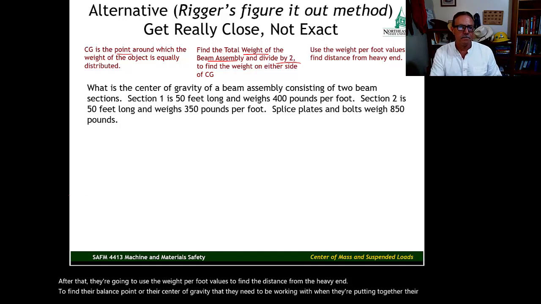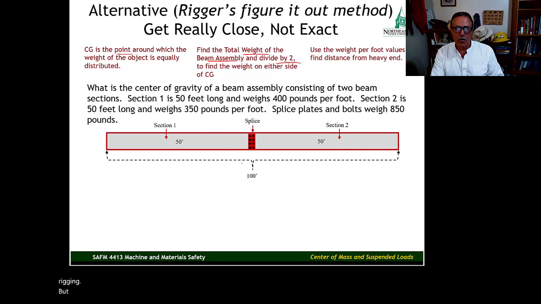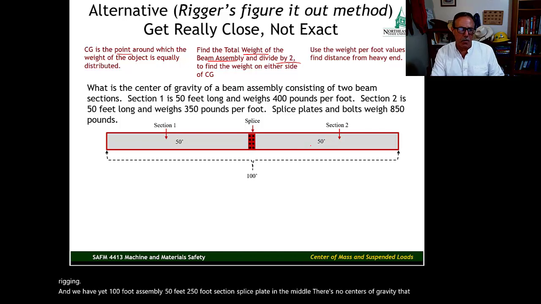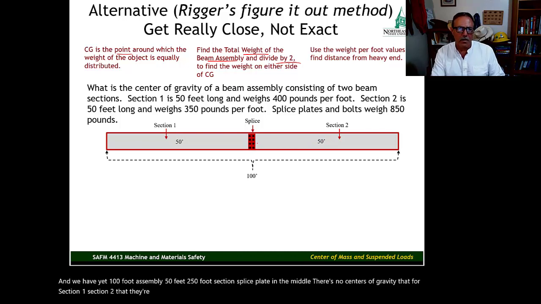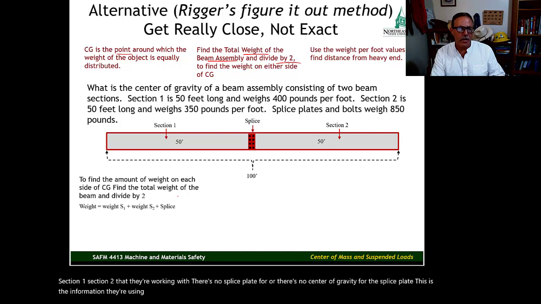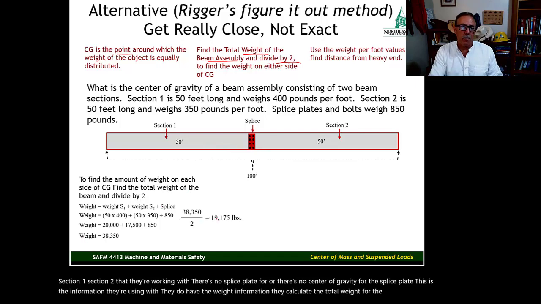And we have a 100-foot assembly, two 50-foot sections, splice plate in the middle. There's no center of gravity for section 1 and section 2 that they're working with. There's no splice plate center of gravity. This is the information they're working with. They do have the weight information. They calculate the total weight for the beam assembly. Then they divide that by 2.